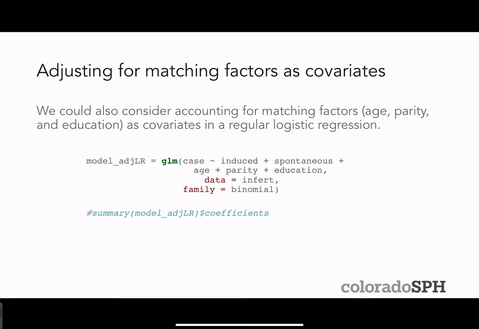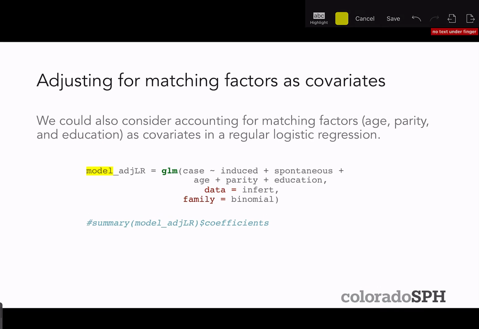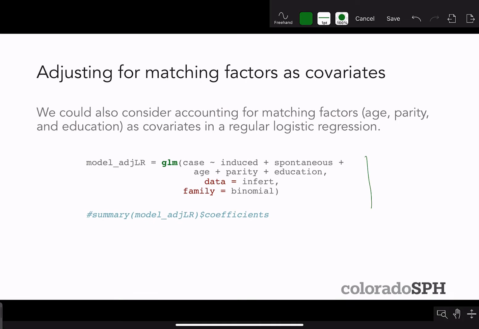Another thing that we could consider doing is adjusting for matching factors as covariates rather than using a different type of model. And that's what I have modeled here. In this model, I'm calling model_adjusted logistic regression. And the 3 matching factors here are just controlled for as covariates in the model. And this seems like it might be a reasonable thing to do. However, one of the issues, as I discussed in the previous lecture, is that this can lead to bias in the estimates of interest.